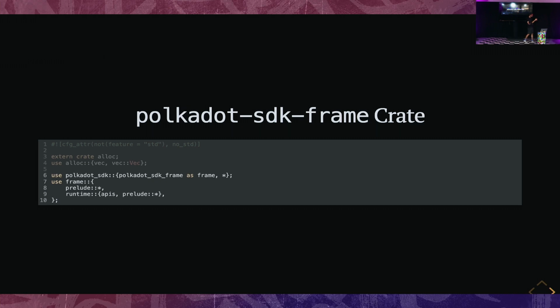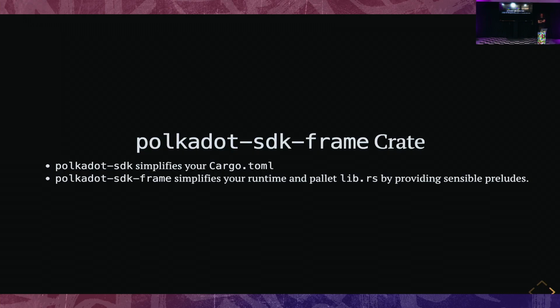And this removes the need for you to bring in, again, a million random types and traits and so on from different places for most cases. I mean, with how preludes work in Rust, there might be cases where you need more types that are not present here. But the goal is that a standard pallet or a standard runtime can be written mostly using these preludes. So in the same way that the Polkadot SDK crate was a means to simplify your Cargo.toml, the Polkadot SDK frame crate is a means to simplify your main lib.rs with imports.